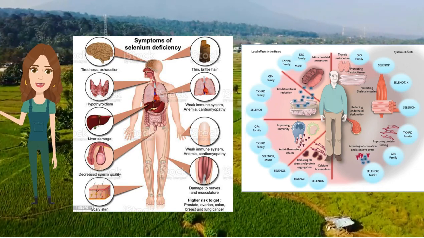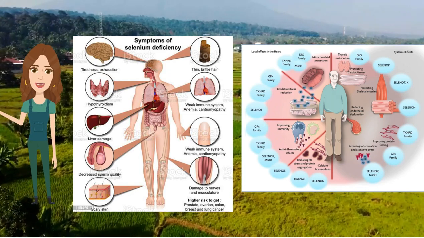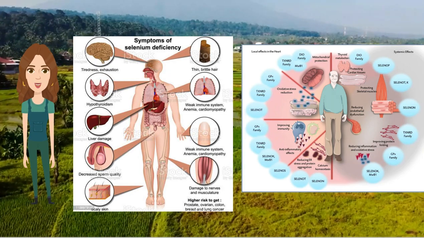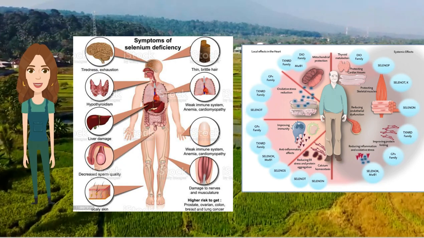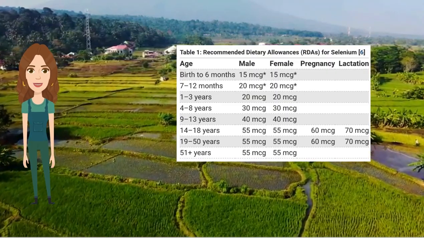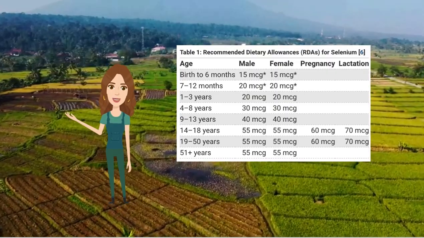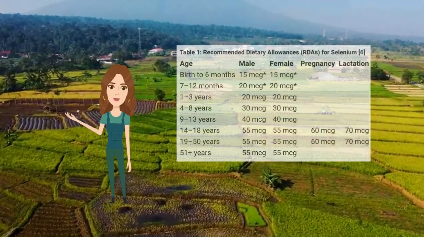Groups at risk of selenium deficiency include people living in low selenium regions, such as China, Russia, and parts of Europe, people who consume plant-based diets, people with HIV, and people living in developing countries. The ideal consumption is about 15 to 70 micrograms per day, and this will depend on age and gender. Pregnant and lactating women also require higher levels of selenium.